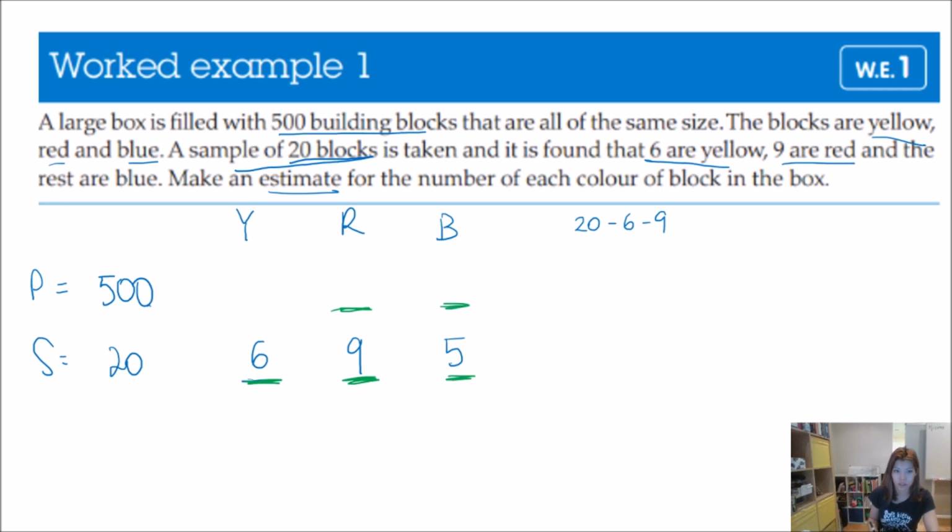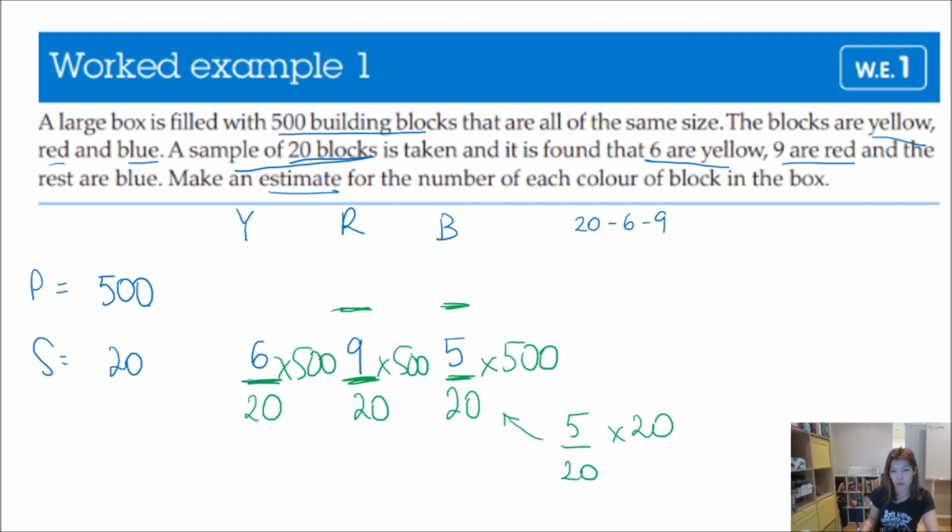So how do we do this? We're going to put 6 over 20, 9 over 20, and 5 over 20. And we're going to use this fraction and multiply it by how many we want. So we multiply each of them by 500. So think about this fraction, the 5 out of 20, for example. If 5 out of 20 is our proportion and we took a sample of 20, then we would get 5 out of the 20. But now that we multiply it by 500, we're going to figure out how many in the 500.